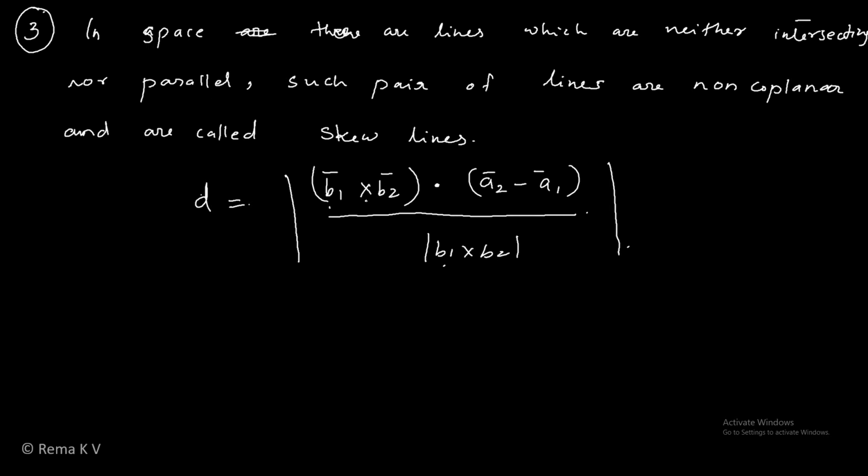See, in the previous case the lines are parallel, so b is the same in both the equations. So we are writing b cross a2 minus a1 divided by modulus of b. Here we are using b1 cross b2, that is, vector r is equal to a1 plus lambda b1, and another line vector r is equal to a2 plus mu b2. In this case, the shortest distance between the two lines is b1 cross b2 dot a2 minus a1 divided by modulus of b1 cross b2.